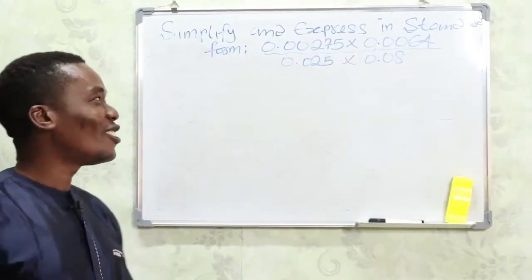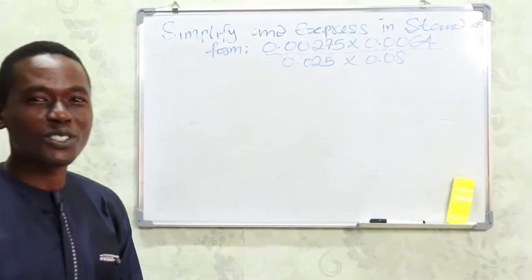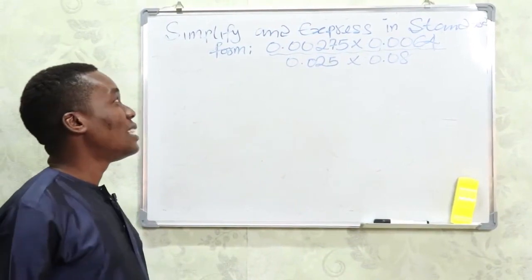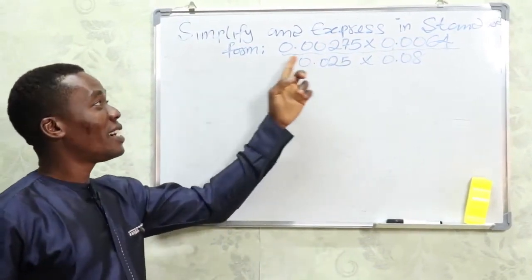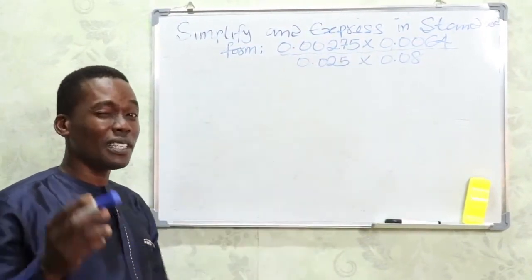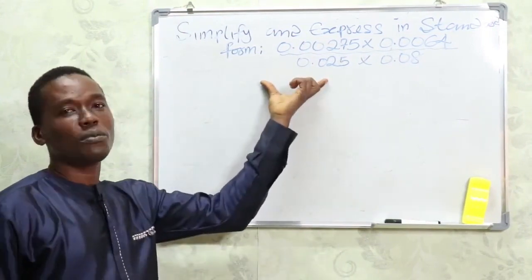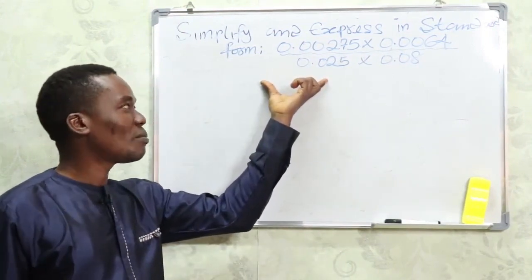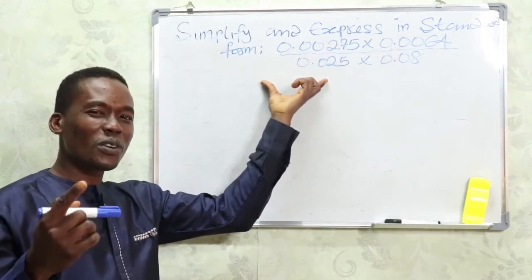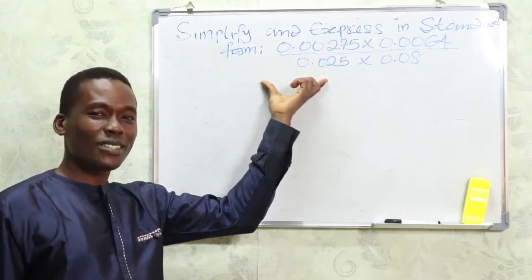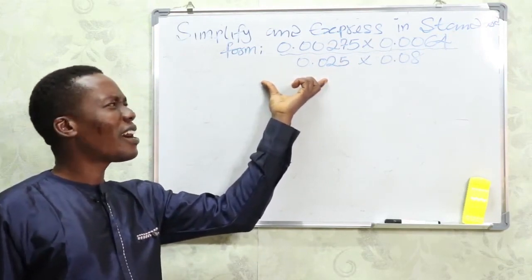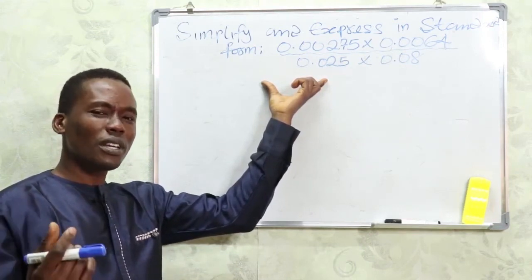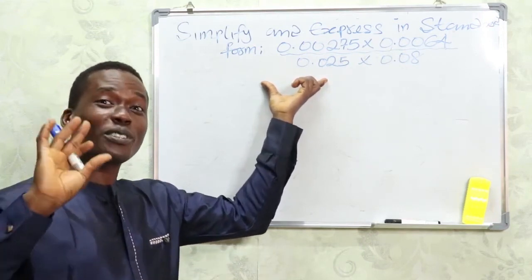Here we are now on the first sample question for this topic, standard form. Now the question says simplify and express in standard form. Now I want to tell you that this is a typical JAMB question you'll be given in your exams, and you are asked to solve this question in not more than 4 seconds. That is what JAMB wants from you. Now how can you go about solving this with the simplest method in just 4 seconds?